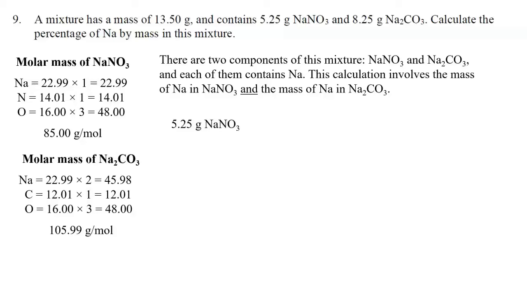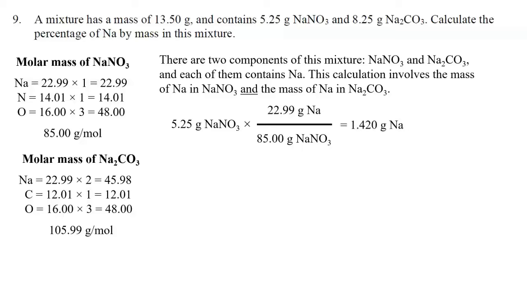There's 5.25 grams of sodium nitrate in the mixture. Let's calculate how many grams of sodium there are using the information from the periodic table. There's 22.99 grams of sodium for every 85.00 grams of sodium nitrate. I'm going to write that number down and come back to it. So that was 1.420 grams of sodium.